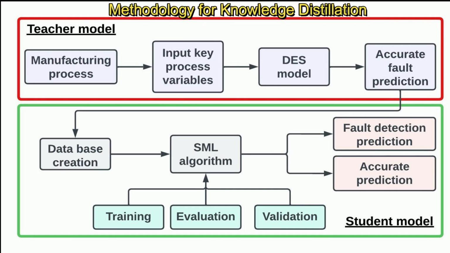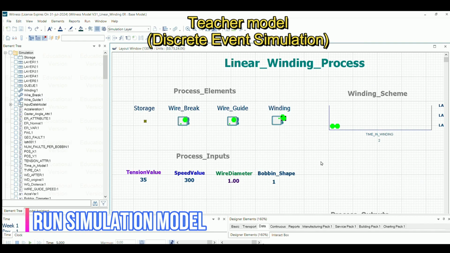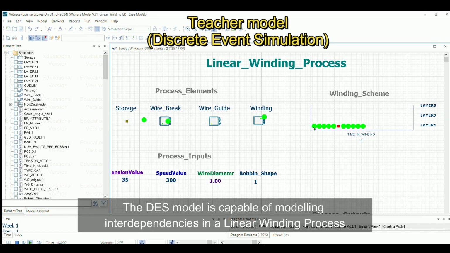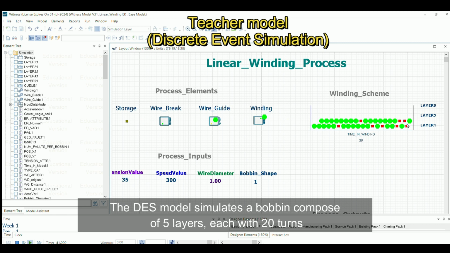A teacher model will be created, in this case a discrete event simulation model, that will be fit into a student model in order to detect faults faster. The DES model is capable of modeling interdependencies in a linear winding process. The DES model simulates a bobbin composed of 5 layers, each with 20 turns.